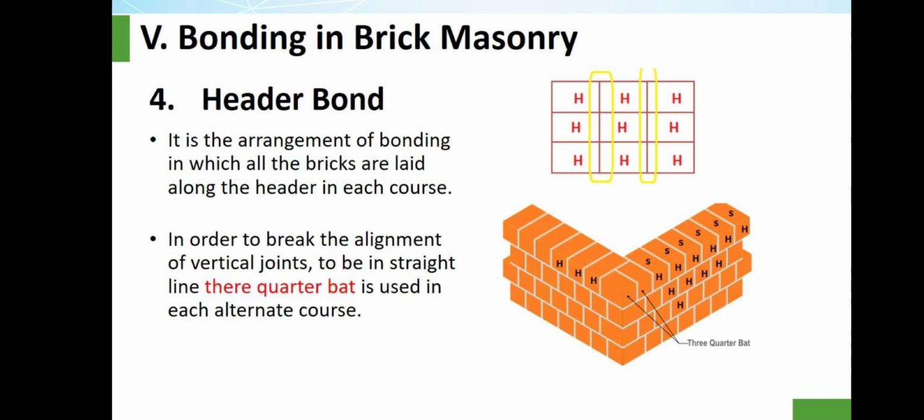Fourth, header bond. It is the arrangement of bonding in which all the bricks are laid along the header in each course. In order to break the alignment of vertical joints from being in a straight line, quarter bats are used in each alternate course.